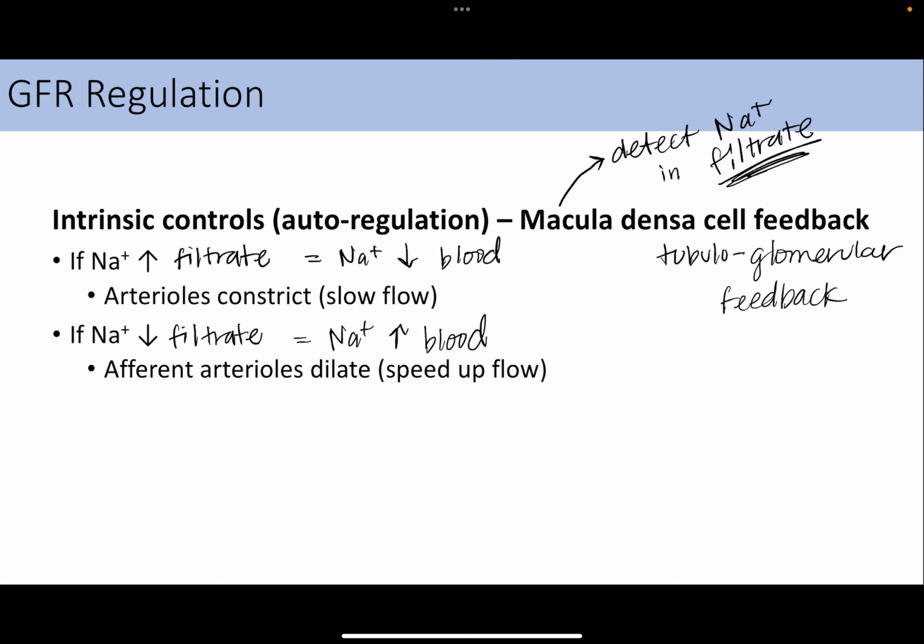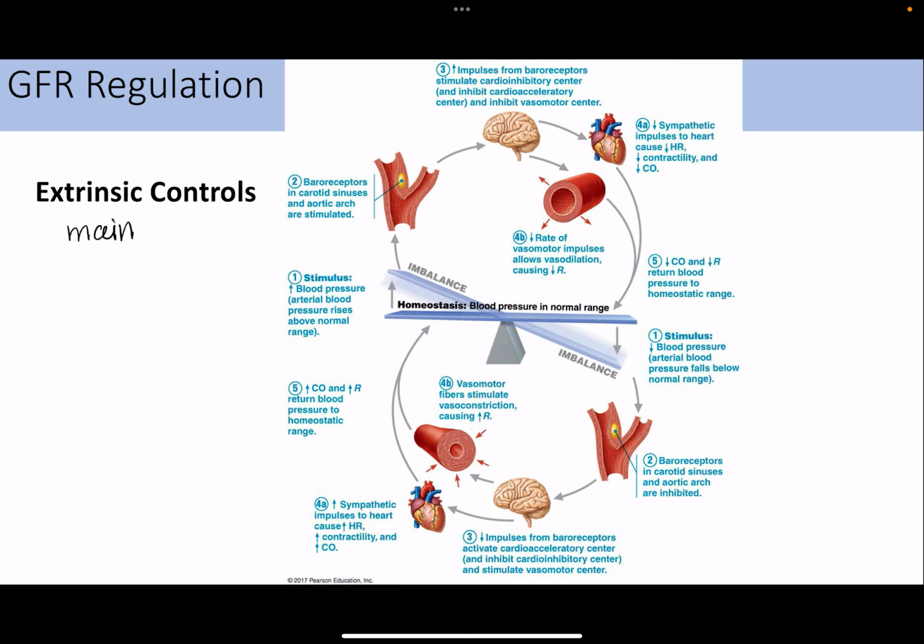Okay. So extrinsic controls, again, everything happening outside the kidneys. This is to maintain systemic blood pressure. And you should already be familiar with all of these steps. So when blood pressure is too high, you have baroreceptors in your carotids and your aorta to detect that, which is going to send messages to the brain, which is going to cause the heart to slow down and arterioles to dilate, or arteries to dilate, so that we bring our blood pressure back down.